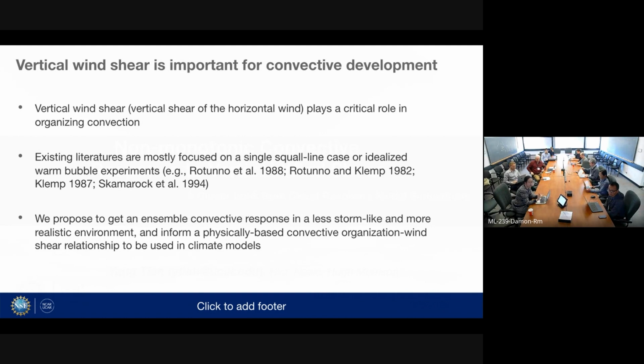And if we do want to include this important impact of vertical wind shear on convection development in a large-scale circulation model, such as CAM, we want to have a more robust statistical relationship between the two, which has not been done in previous studies. This motivates us to propose an ensemble approach to get the convective responses to vertical wind shear in a less storm-like and more realistic environment. And we want to inform a more physically based convection wind shear relationship to be used in CAM. So this is our overarching goal.